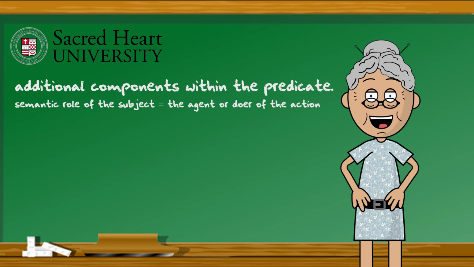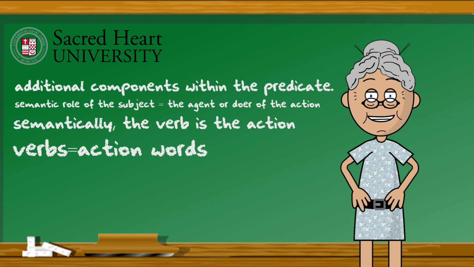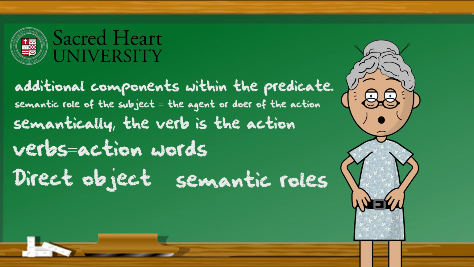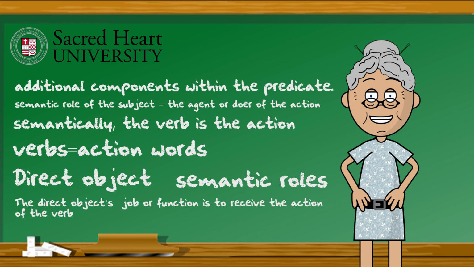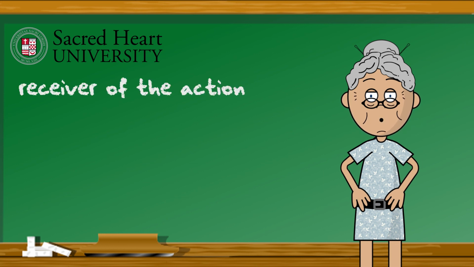Remember we said that the semantic role of the subject is the agent or the doer of the action of the verb? Well, semantically, the verb is the action in the sentence. And that's why we sometimes call verbs action words. That's their main semantic role. Direct object is another one of those semantic roles we were talking about earlier. The direct object's job or function is to receive the action of the verb in the sentence. Syntactically, in terms of form, though, these objects are noun phrases just like subjects. But they serve a different purpose or meaning in the sentence, not as the doer of the action, but as the receiver of the action instead.